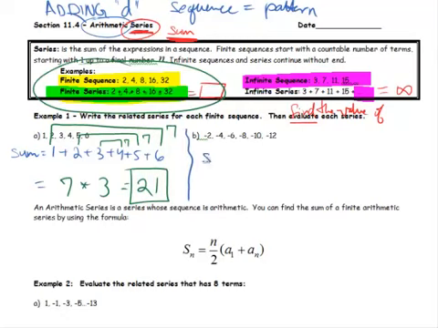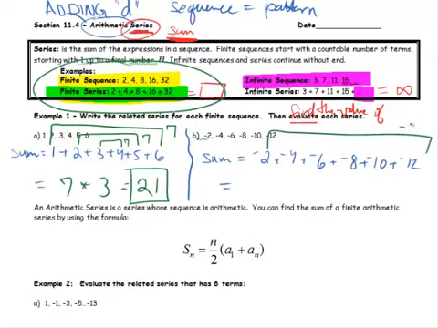Let's try our second one here. The sum, or the series, will be -2 plus -4 plus -6 plus -8 plus -10 plus -12. And we're going to go ahead and use that shortcut pattern. We're going to say -2 plus -12 is -14. And we have 3 pairs, because we have 6 numbers. So 3 times -14 gives us -42.